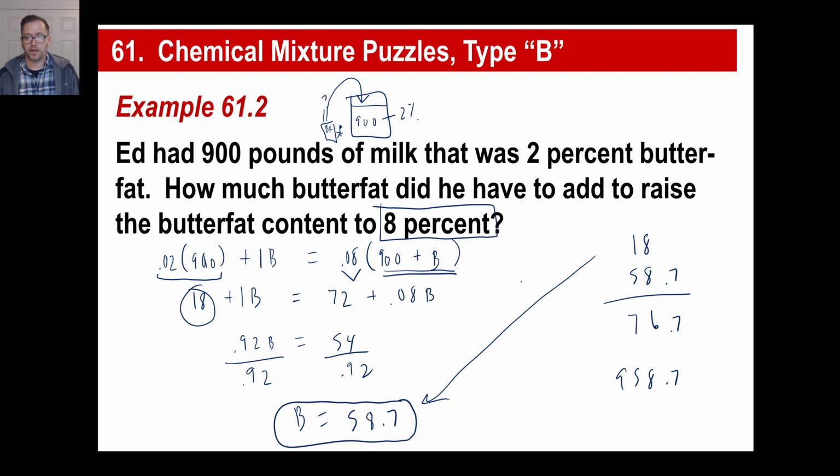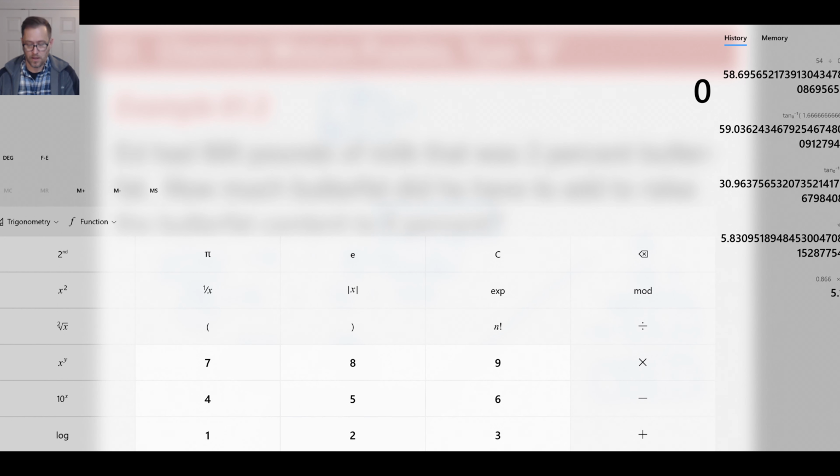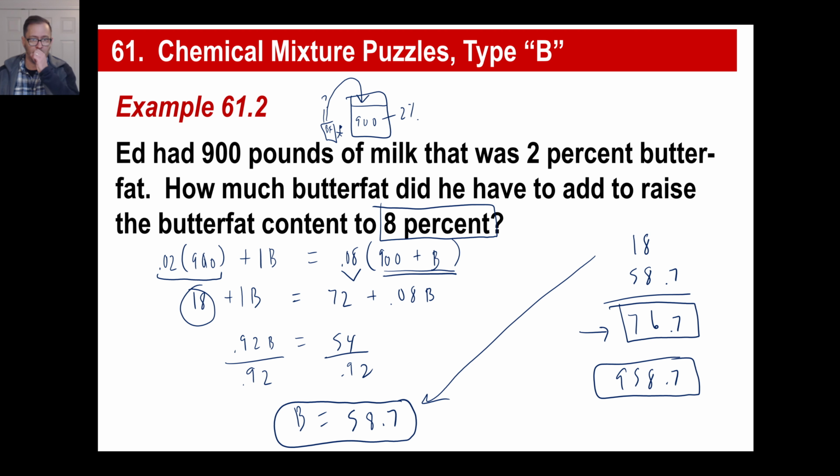Well, my question to you is, look at this. That's the amount of butter fat in there, and that's the total amount he's got now. Let's take a little calculating ourselves: I've got 76.7 divided by 958.7. That equals, there we go, 0.08. What does that mean to you? That's 8%, right? In other words, we've just proved we're right.